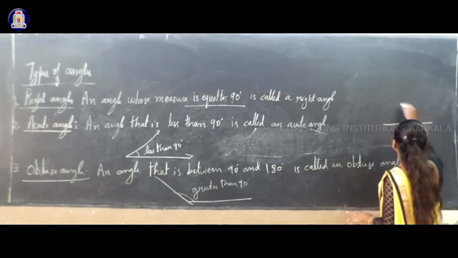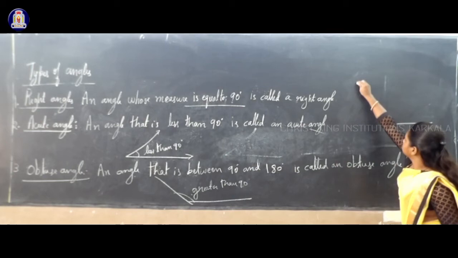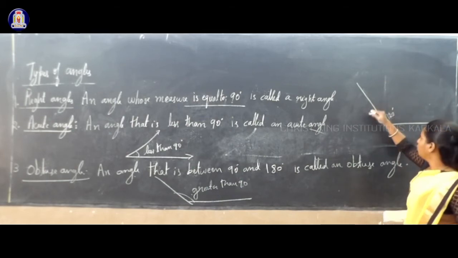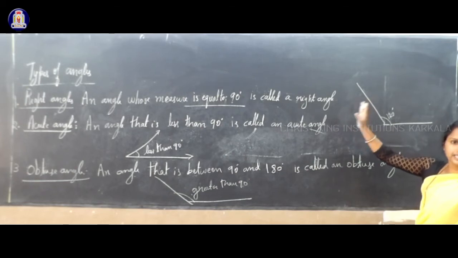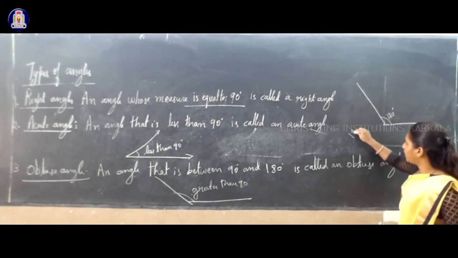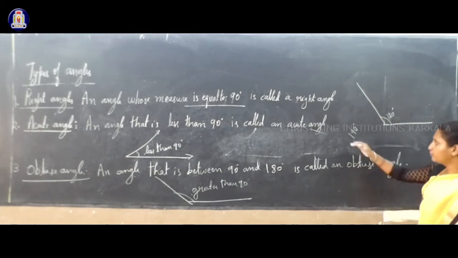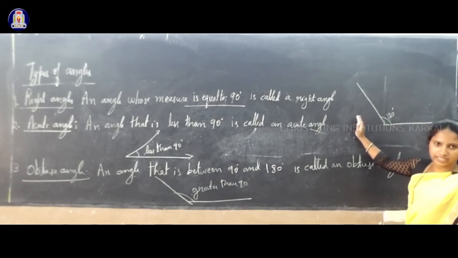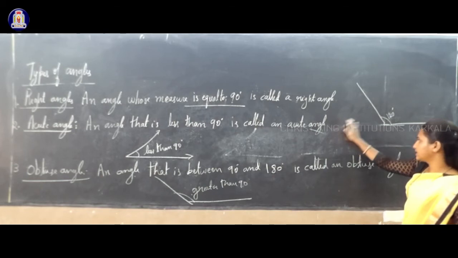So this is exactly 90 degrees, correct? Next, if you draw like this, it may be 110 degrees or this is 120 degrees. All these are obtuse angles, greater than 90. You cannot say 190 degrees is an obtuse angle. Why? Because an obtuse angle means between 90 and 180. 180 is a straight angle. Let me see next.